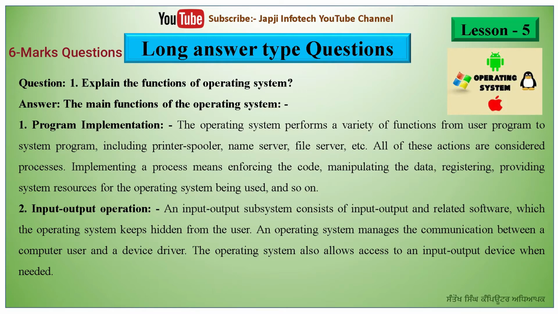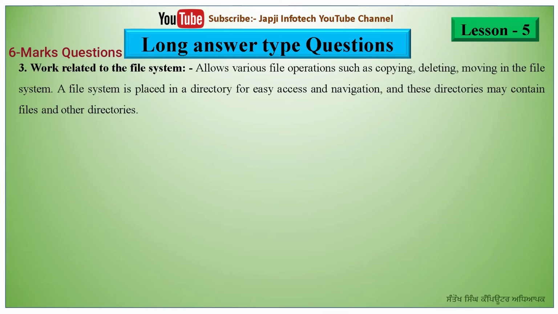The second one is input-output operation. An input-output subsystem consists of input-output and related software which the operating system keeps hidden from the user. An operating system manages the communication between a computer user and a device driver. The operating system also allows access to an input-output device when needed. And the third one is work related to the file system, which allow various file operations such as copying, deleting, moving in the file system.